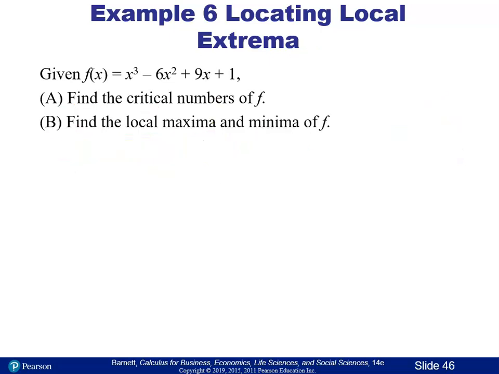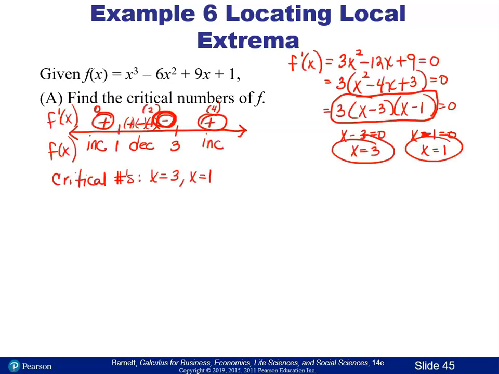If we want to find the next question, which is the local maximums and minimums, if we look back at what we have here, you can see that we go from a positive to a negative first derivative, which means we go from increasing to decreasing. So I have a local maximum that's occurring at x equals 1. And then here I go from a negative to a positive, so it's decreasing and then increasing. So I have a local minimum that occurs at x equals 3.